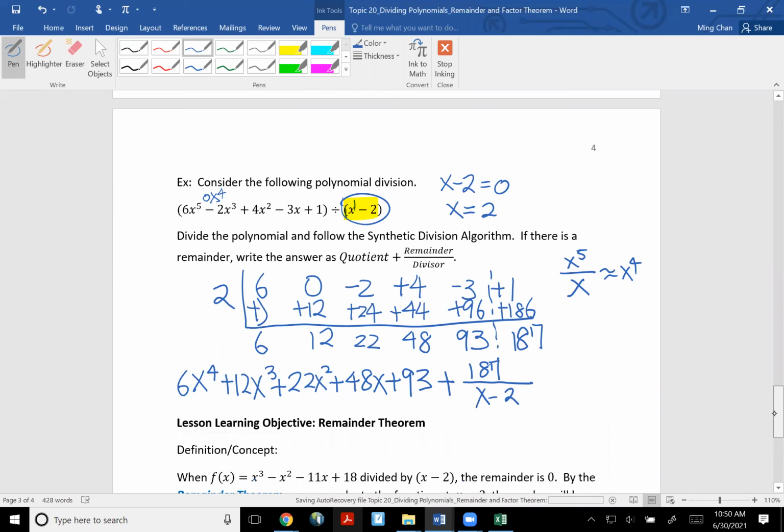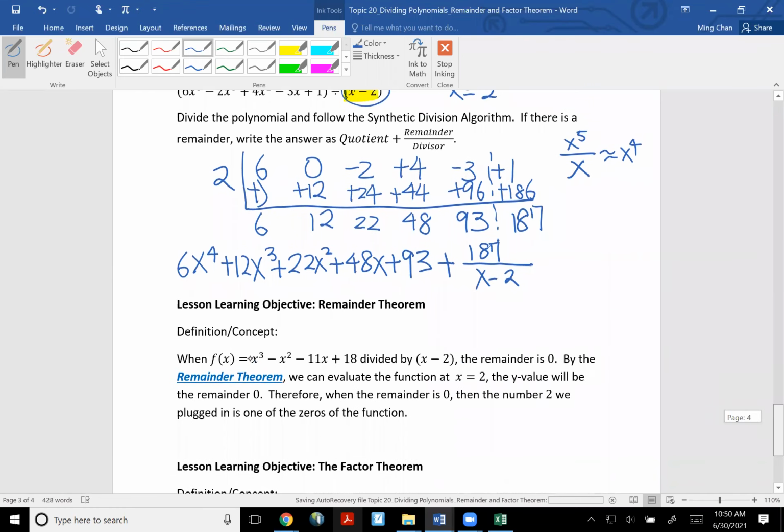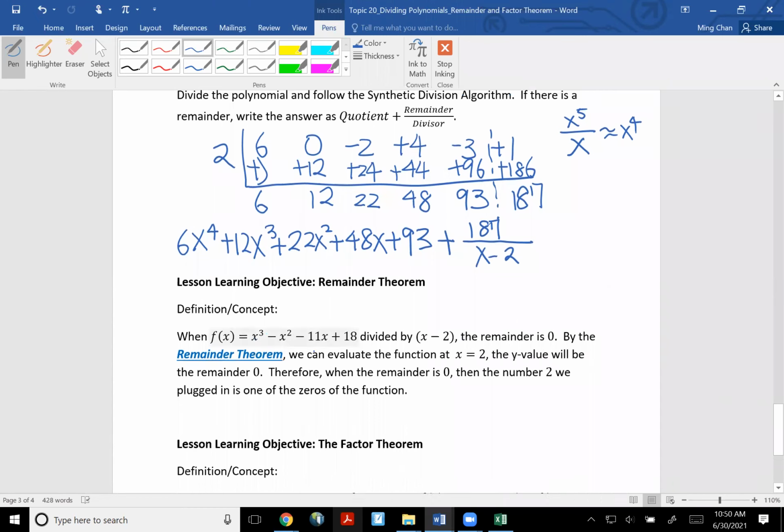All right, that's how we perform synthetic division. Okay, so the remainder theorem. Earlier, in the first example we did for long division and synthetic division, remember we had this polynomial function divided by x minus 2, and we found out both times the remainder is 0. All right, so when the function is divided by a factor, the remainder is 0. By the remainder theorem, we can evaluate this function at x equal to 2. Then the y value will actually become the remainder 0.